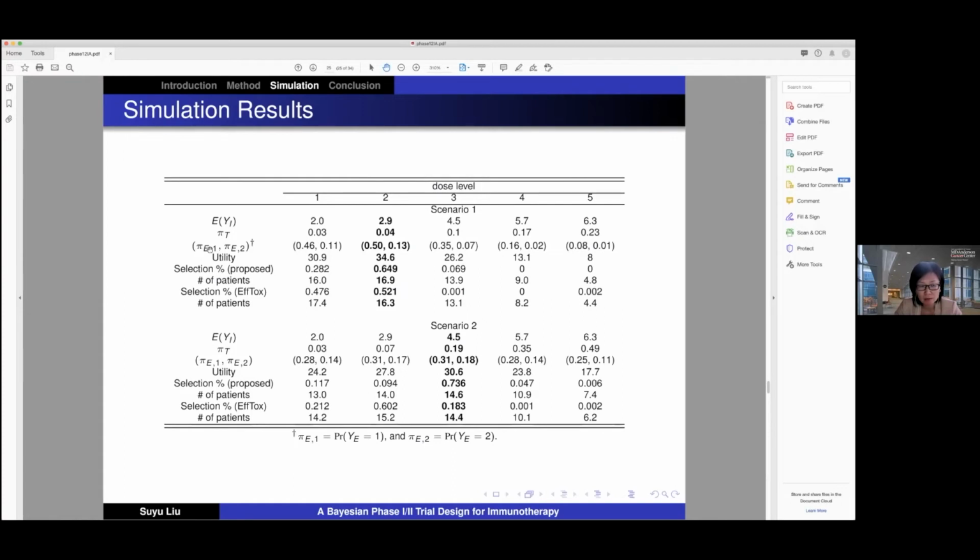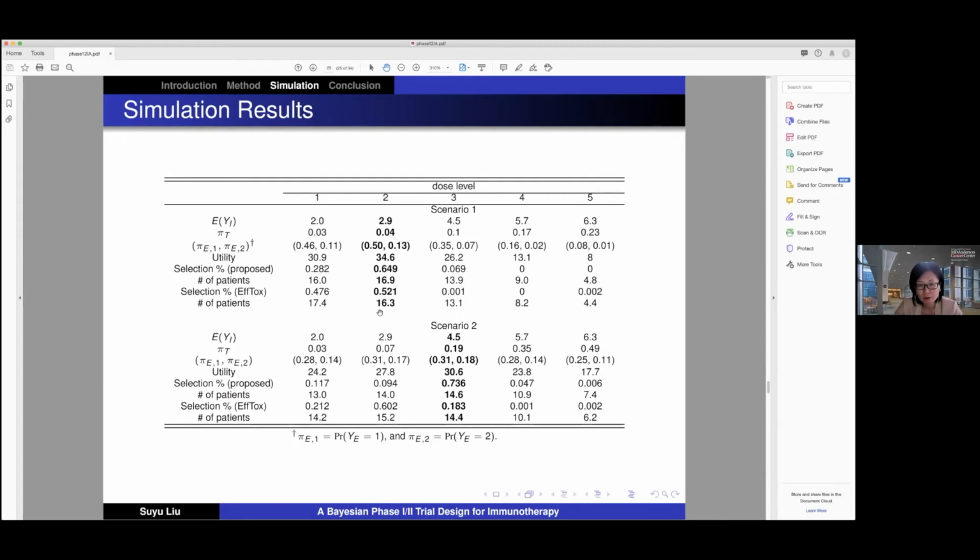The first probability is the response being stable disease. The second probability is the efficacy outcome being CR or PR, that is, complete or partial response. And the next row represents the true mean utility for each dose level. Then for our proposed design and the F-tox design, we present the selection probability for each dose level as the optimal biological dose and the number of patients treated at each dose level.